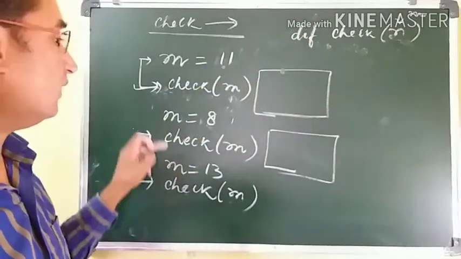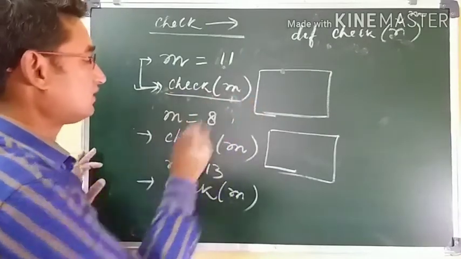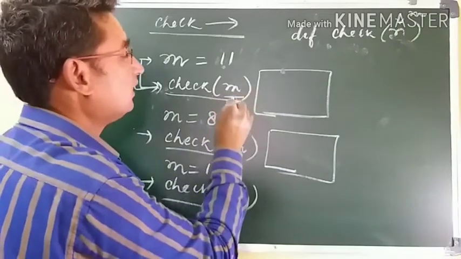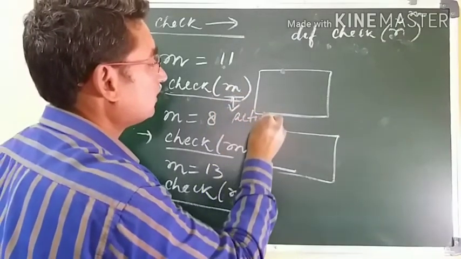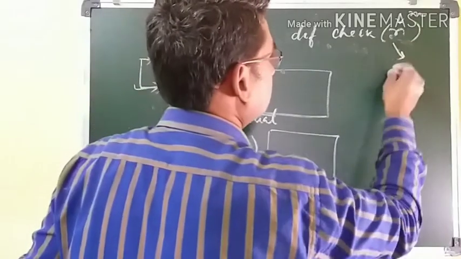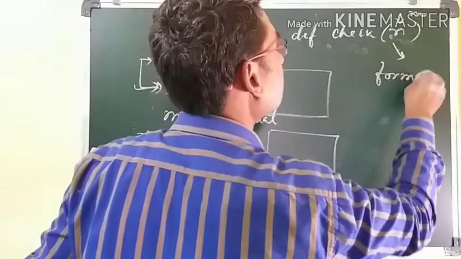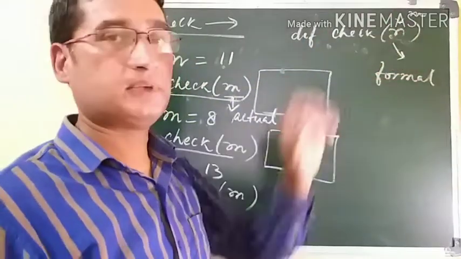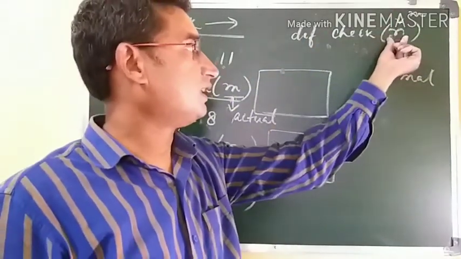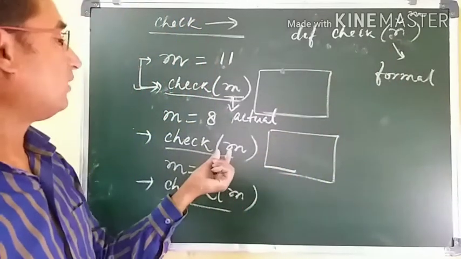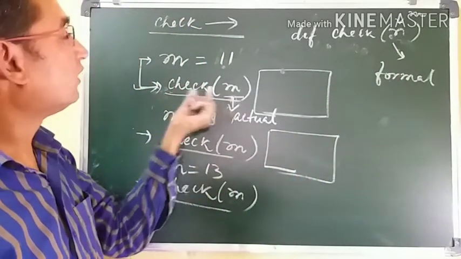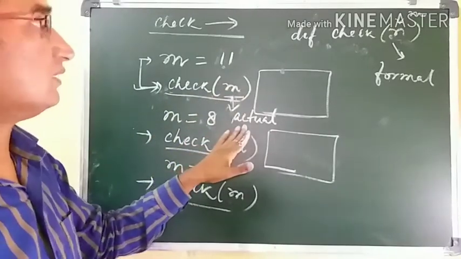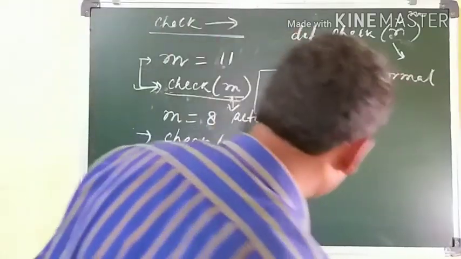It is in this way. These are the function calling statements, and m here is a parameter, and this parameter is known as the actual parameter, and this parameter is known as the formal parameter. While defining a function, you write a parameter there, and that is known as the formal parameter. While calling this function, you pass a parameter, and that is known as the actual parameter. Suppose you want to call this function in this way.